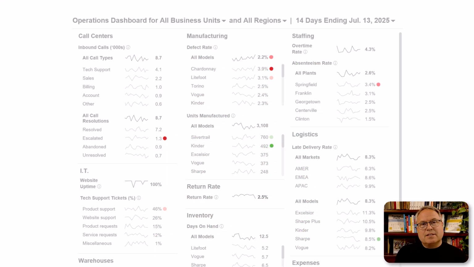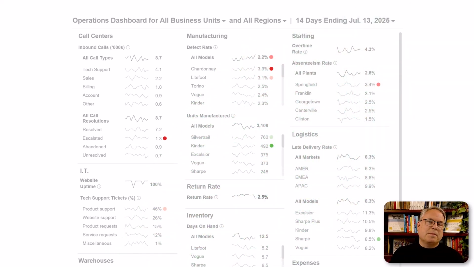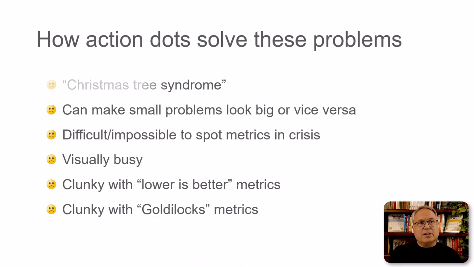Whereas with action dots, this is really kind of the only method that I'm aware of that doesn't suffer from this Christmas tree syndrome. So we can actually get rid of the Christmas tree. And really, if a dashboard does suffer from Christmas tree syndrome, it will probably die, right? And so with action dots, we don't have to worry about that.